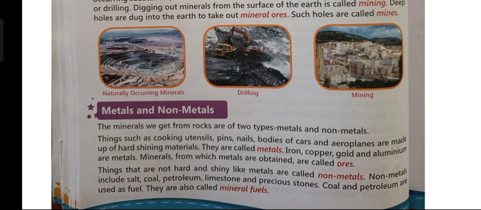Now, children, what are ores? Such type of minerals from which metals are obtained, such type of minerals from which we get metals are known as ores.